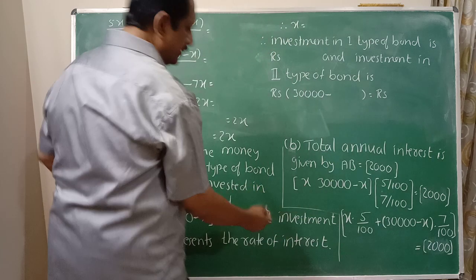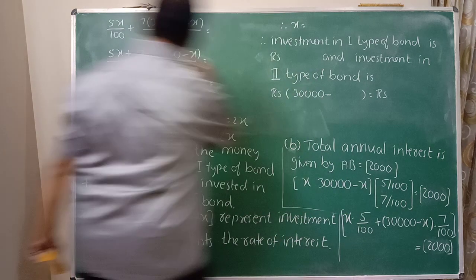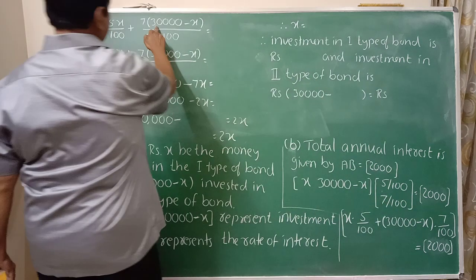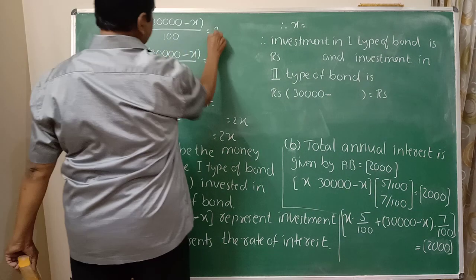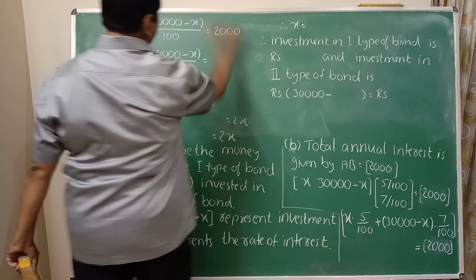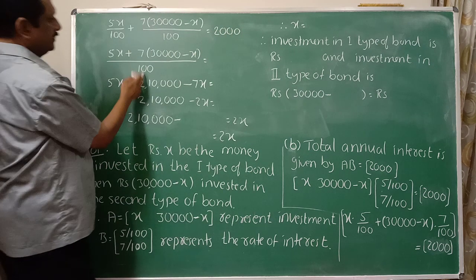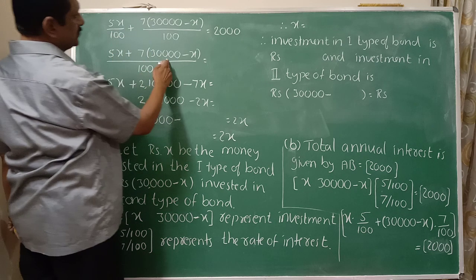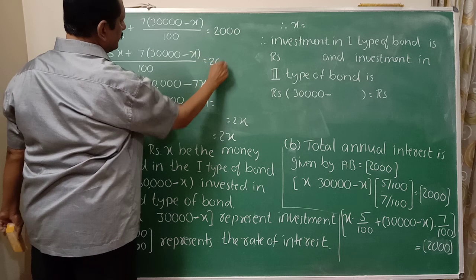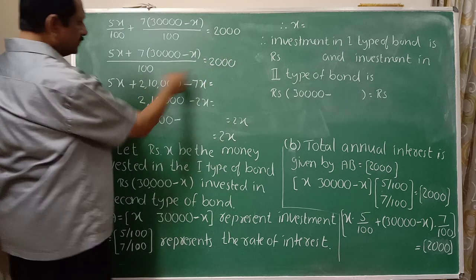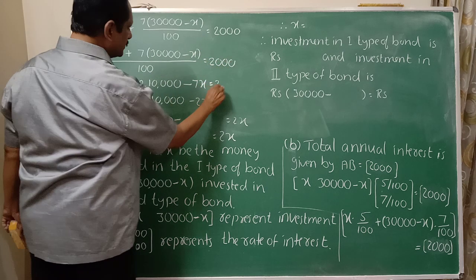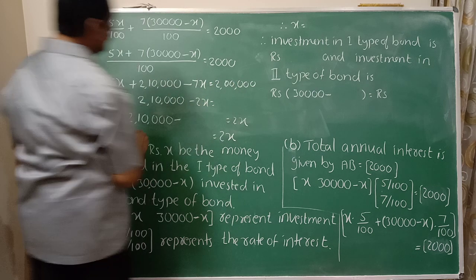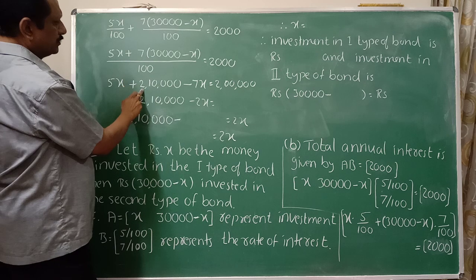Then 5 into x is 5x divided by 100, plus 7 into 30,000 minus x divided by 100, is equal to 2,000. Then 100 is the LCM in the denominator. So 5x plus 7 into 30,000 minus x is equal to 2,000. Cross multiplying, 7 into 30,000 gives 2 lakh 10,000.